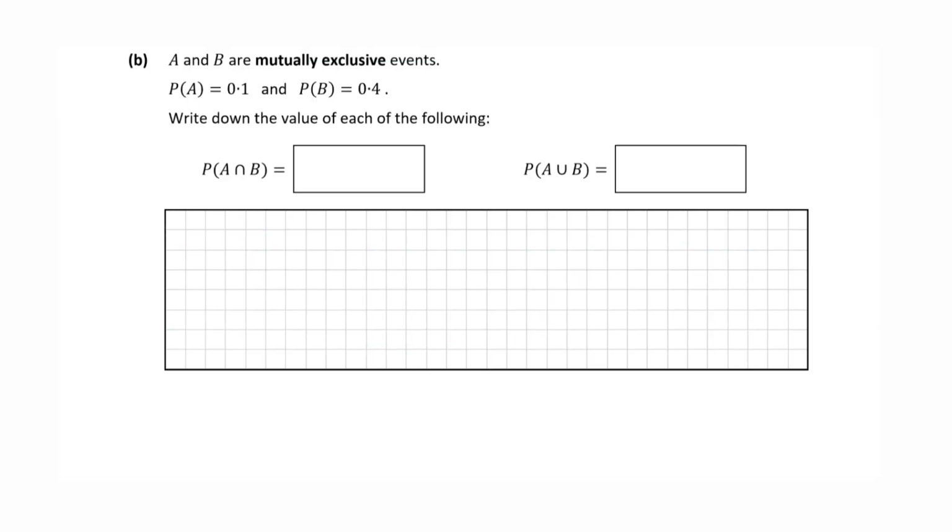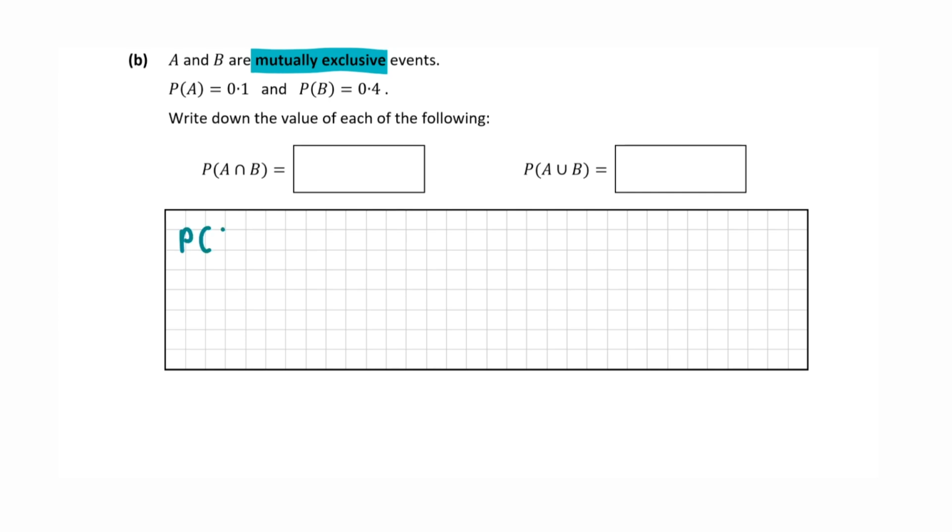In part B of the question, they tell you that A and B are mutually exclusive events, with the probability of A being 0.1 and then the probability of B being 0.4, and they want you to work out the probability of A intersection B and then the probability of A union B. So the first thing is we need to know what mutually exclusive events are. So that basically means that the two events can't occur at the same time.